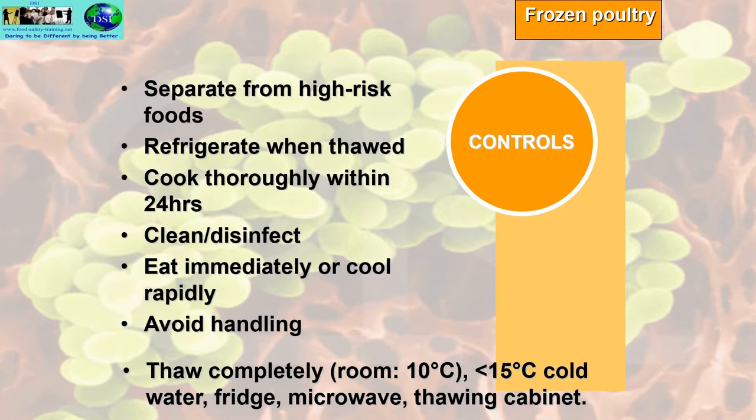Probably the quickest, safest way is a microwave, because it does it so quick, and then you can cook it. You can defrost a whole frozen chicken within about 30 minutes. If you use a thawing cabinet, it's held at a temperature, which means that it'll take overnight to actually defrost. A fridge actually takes forever for poultry to defrost, although that is the recommended way to defrost poultry, in a bottom fridge in a covered container.